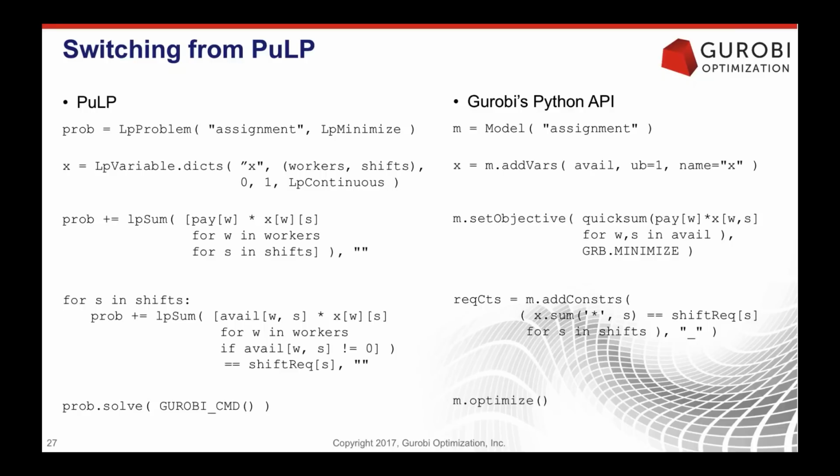And finally, we call the solver to solve the problem. And for pulp, this is just prop.solve, and then say which solver you want to use. And for Gurobi, it is m.optimize. So you can see the syntax is very similar, and it's not so bad and not so hard to switch from one to the other.